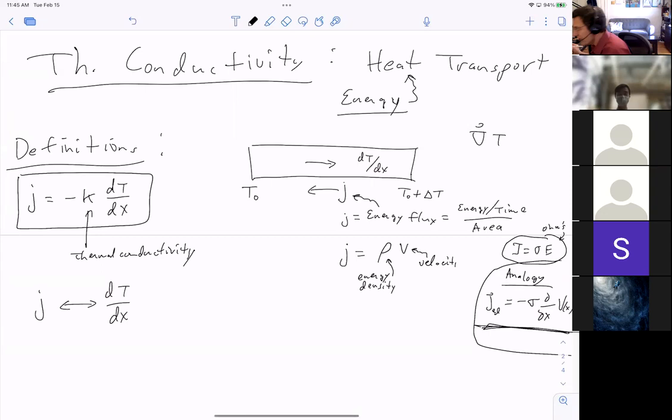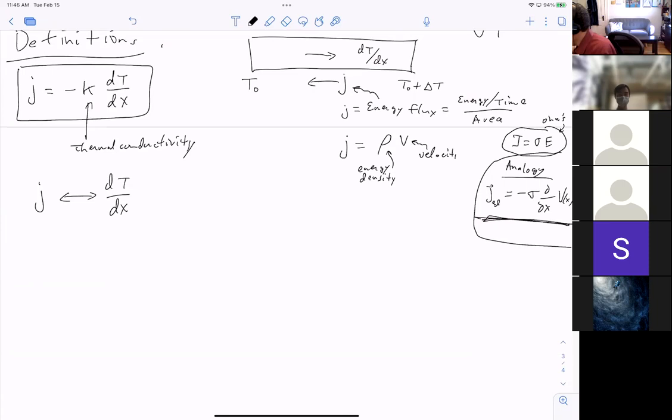It's just a very famous thing. You always have a flux of something that is proportional to a gradient of something else. It's a very famous kind of relationship in physics. That kind of relationship comes up all the time. All right. But now we're talking about energy and temperature gradient, and how does energy flow?